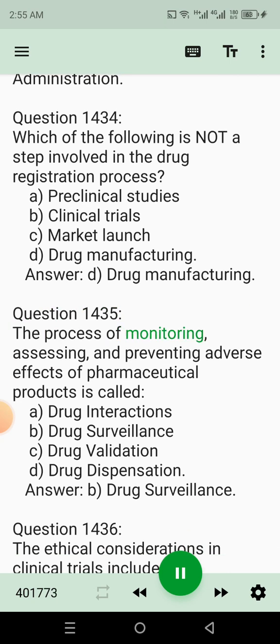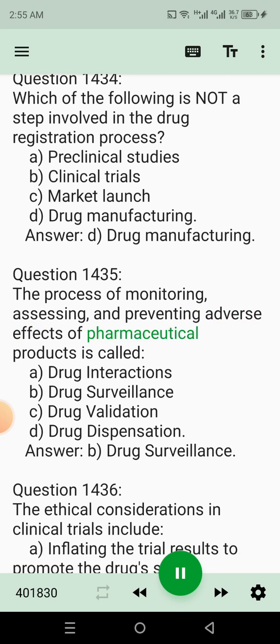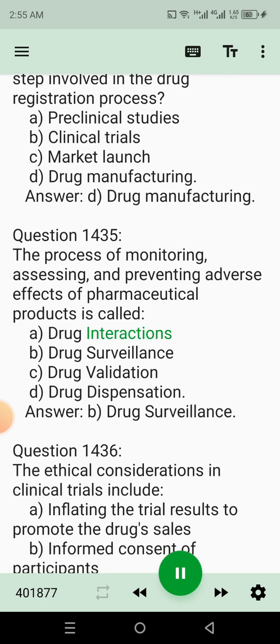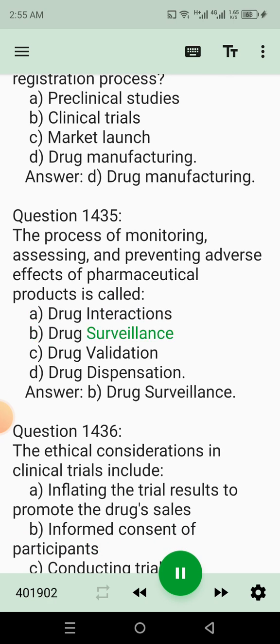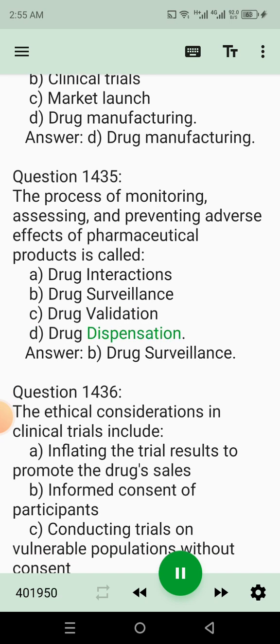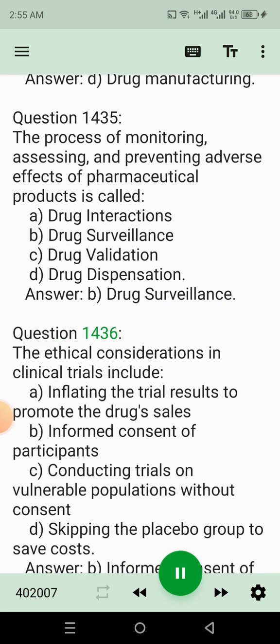Question 1435. The process of monitoring, assessing, and preventing adverse effects of pharmaceutical products is called A. Drug interactions. B. Drug surveillance. C. Drug validation. D. Drug dispensation. Answer. B. Drug surveillance.